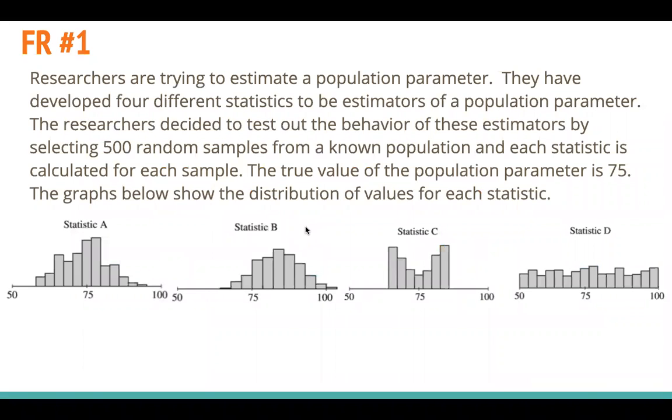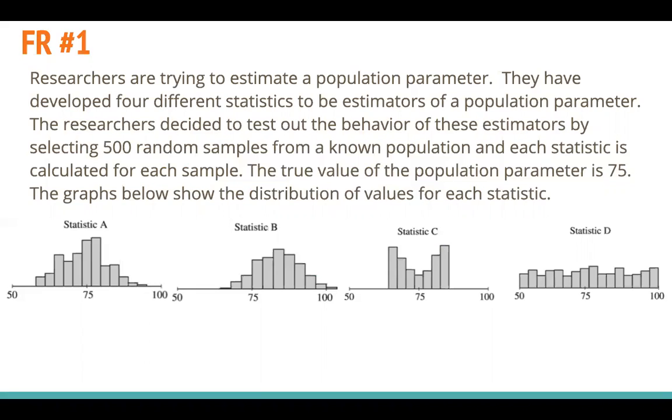For the first free response, researchers are trying to estimate a population parameter. They have developed 4 different statistics to be estimators of a population parameter. The researchers decided to test out the behavior of these estimators by selecting 500 random samples from a known population, and each statistic is calculated for each sample. The true value of the population parameter is 75. And the graphs below show the distribution of values for each statistic.